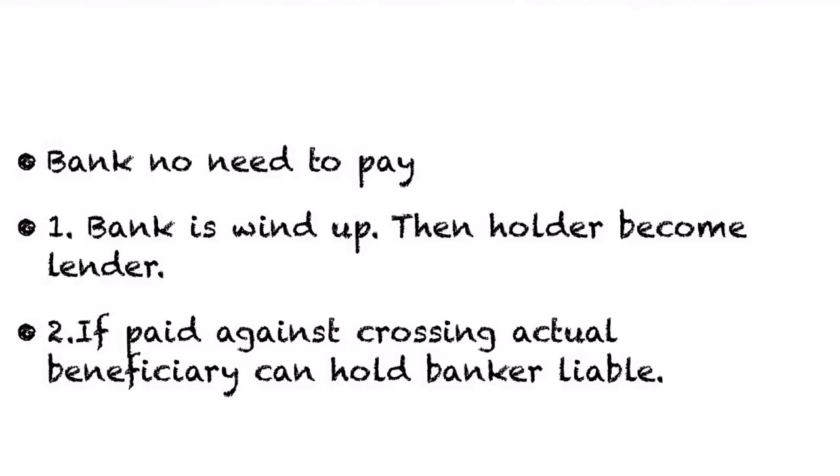If paid against the crossing, the actual beneficiary can hold the banker liable. So I draw a check in favor of Lokesh, but the bank paid without bothering about the crossing, and paid to Ramesh. Then what will happen? Lokesh can hold the bank responsible for that mistake.